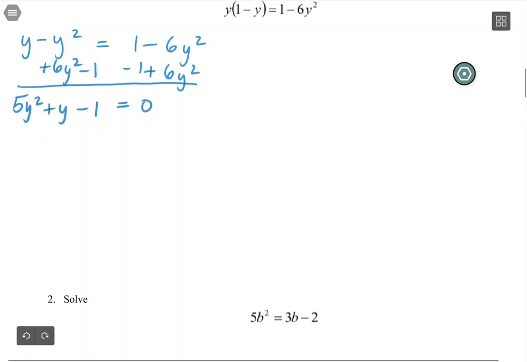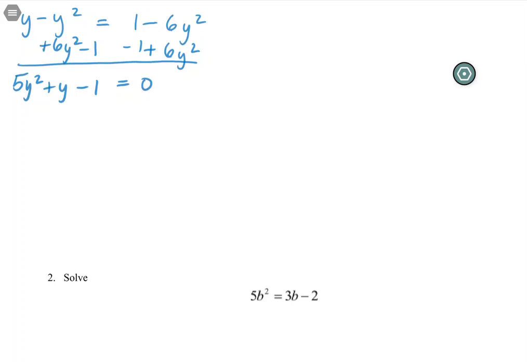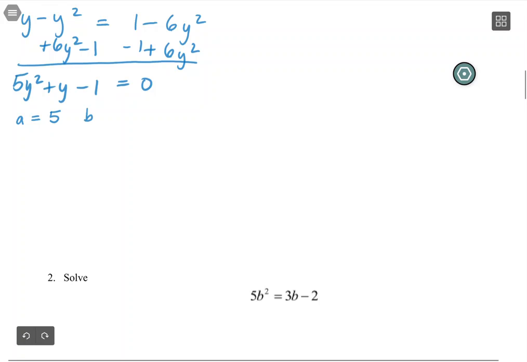equal to 0. So we're going to head for our formula, but our formula requires us to identify very carefully what our a, b, and c are. And note, it doesn't matter what order you write your terms in. a has to be the number attached to your x squared, or in this case, your y squared. b has to be the number attached to your y, and c has to be the constant.